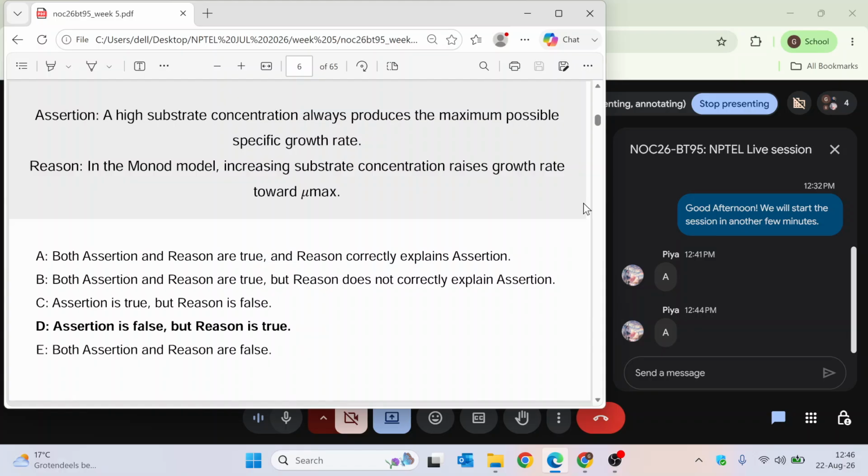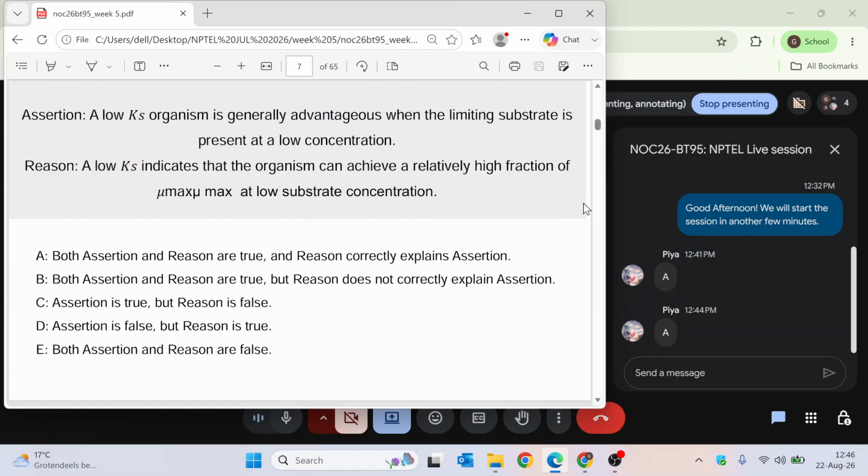If there is anything more to be discussed, you can let me know about this question. The next question is: a low Ks organism is generally advantageous when the limiting substrate is present at a low concentration. The reason is, a low Ks indicates that the organism can achieve a relatively high fraction of mu max at low substrate concentration.